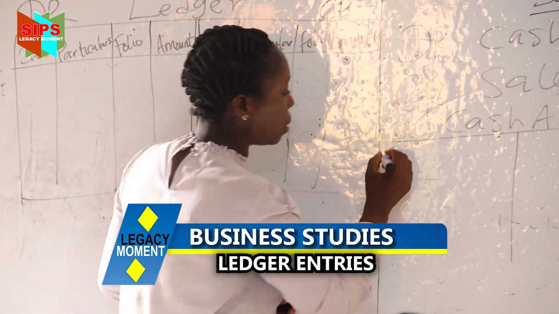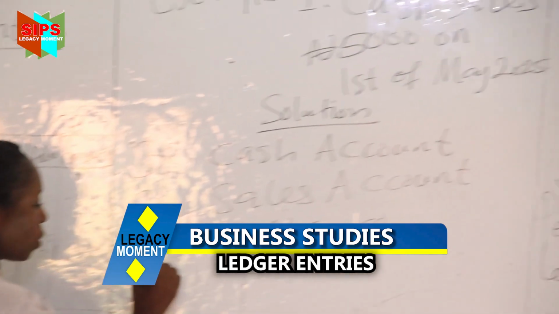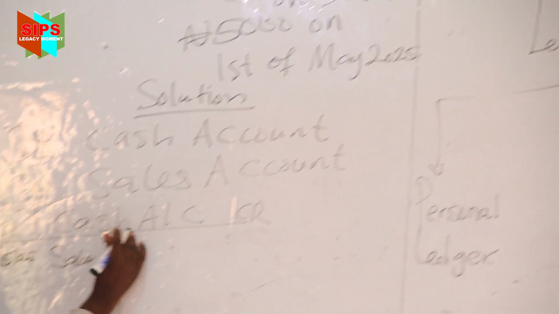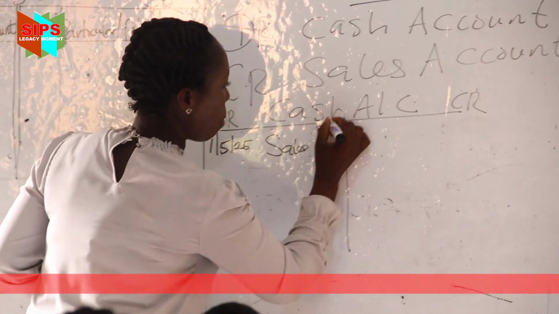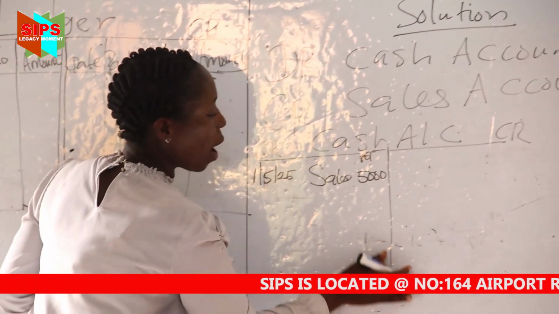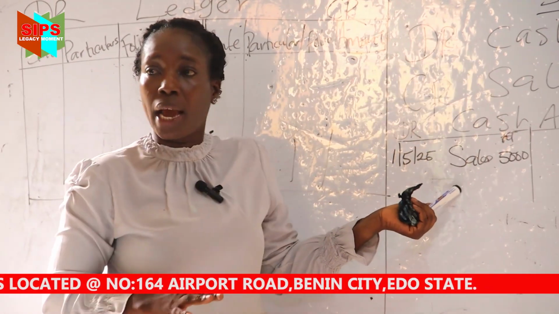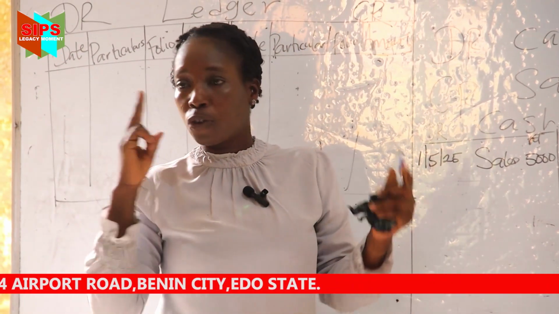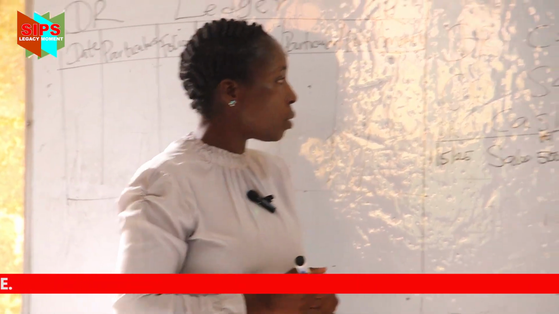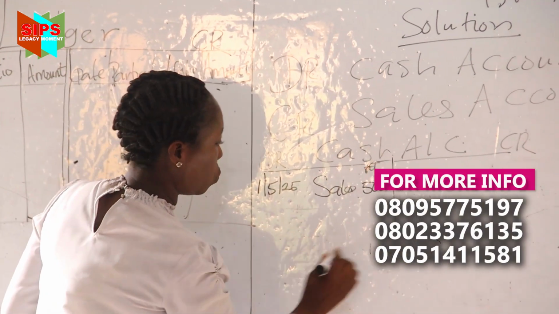So you come with the date. The date is what? 1st of May 2025. What's the information? We have sales. Then the amount is what? 5,000 naira. So you have done the first part of your documentation. Now, you cannot end this transaction like this because in ledger entry, you must follow the double entry rules and the double principles of accounting. And ledger is one account that usually sticks to that rule of double entry.